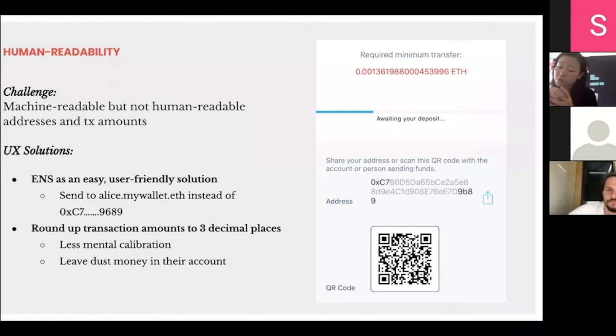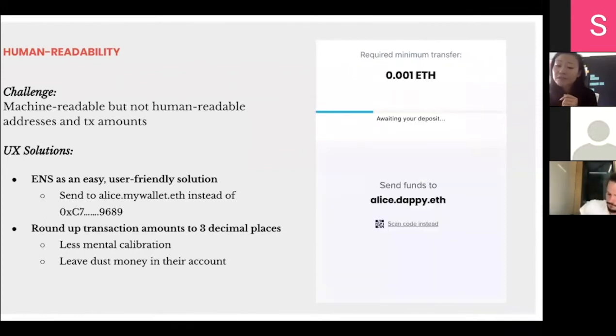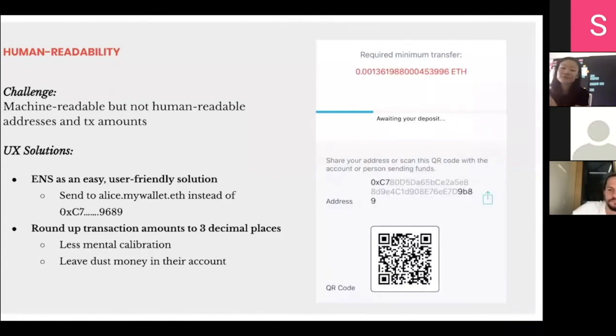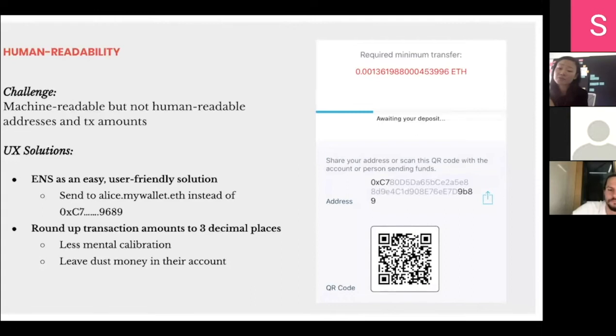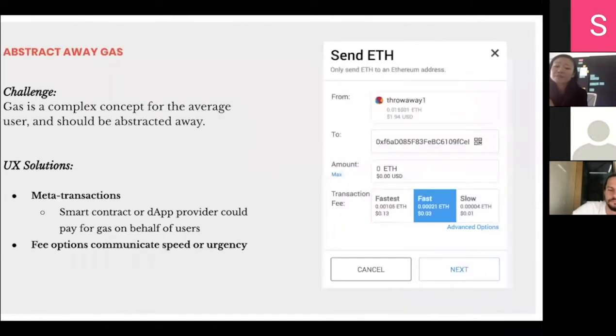and maybe think about using something like ENS, Ethereum Name Service, to shorten the crypto address. So this is an example of how much cleaner it could look, from lowering your decimal points and using an ENS address to doing something like that. So huge difference, and it really cleans up your interface.